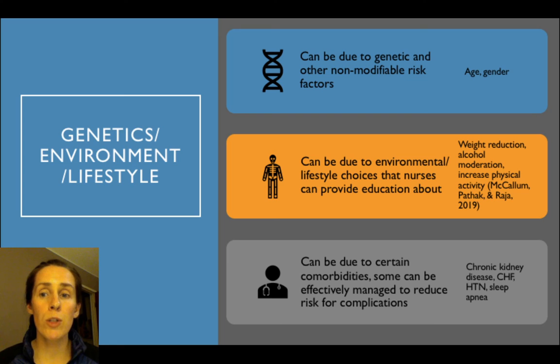A-fib can be due to a multitude of possible causes, which can make prevention difficult. It can be due to genetic and other non-modifiable risk factors, such as age and gender. It can also be due to environmental or lifestyle choices that nurses can provide education about, such as weight reduction, alcohol moderation, and increasing physical activity. It can be due to certain comorbidities. Some can be effectively managed to reduce the risk for complications, such as chronic kidney disease, CHF, hypertension, and sleep apnea.